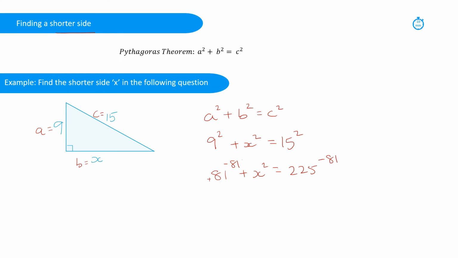And then this will cancel, so we'll have x squared equals 225 minus 81, which is, let's work that out. You can do this on the calculator as well, which is 144. And now to get x, we need to square root on both sides. So when we do square root, the square and the square root cancel, and square root of 144 is 12. So we know that this x value here is 12.